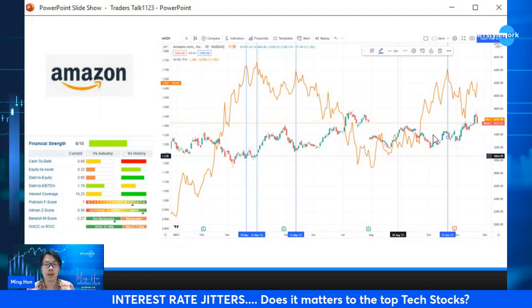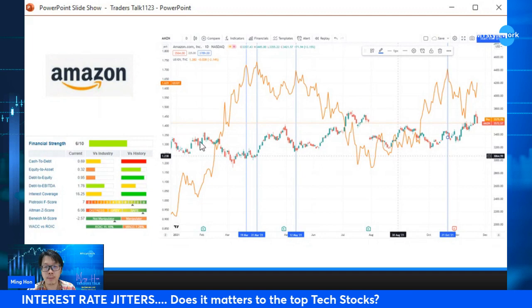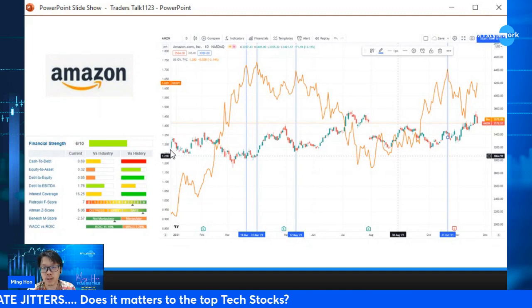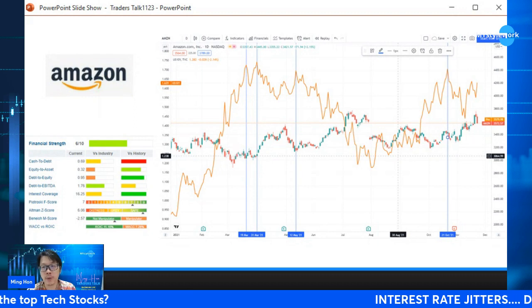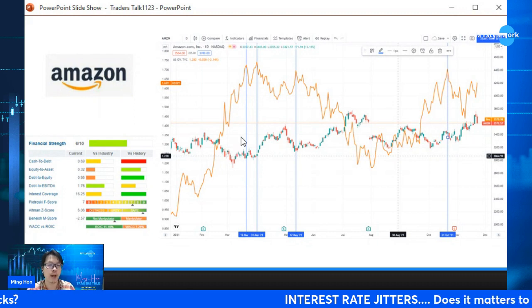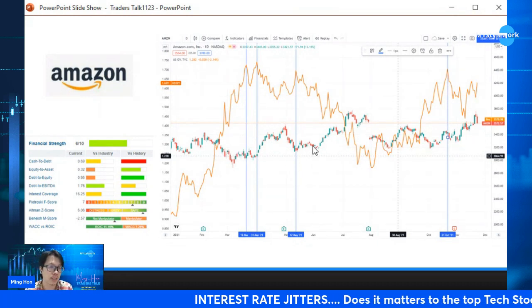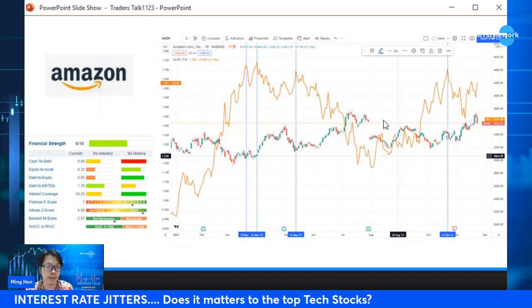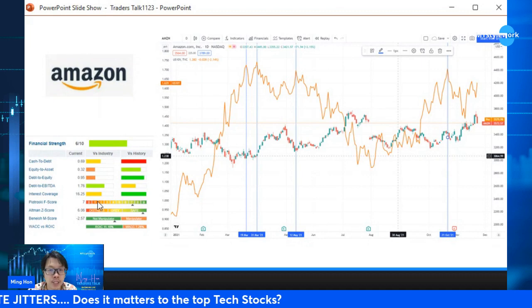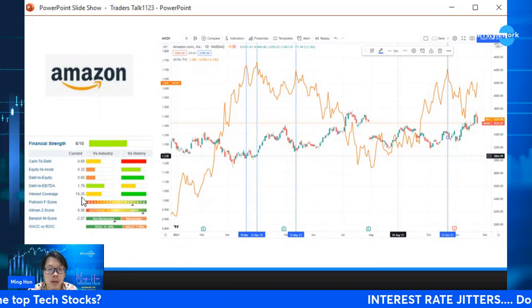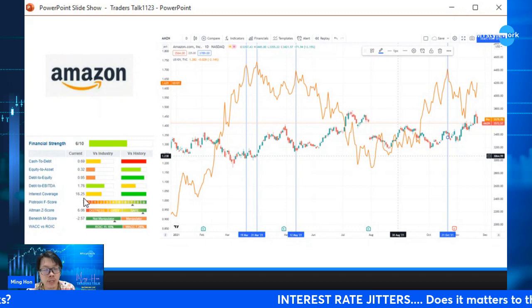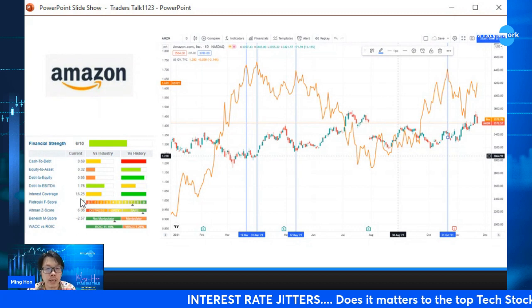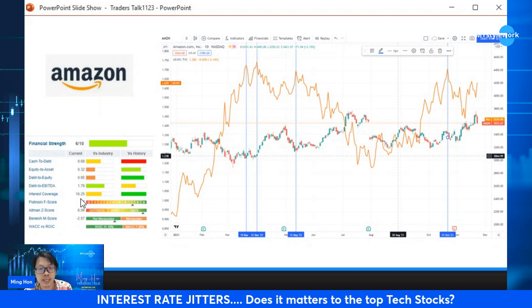It came down. But if you look at the overall thing, from here till here, Amazon actually went up, although not a lot. Amazon has been trading sideways practically most of the year, within a band. And this is again some statistics to look at. I just looked at the interest coverage, which for Amazon is about 16 times.